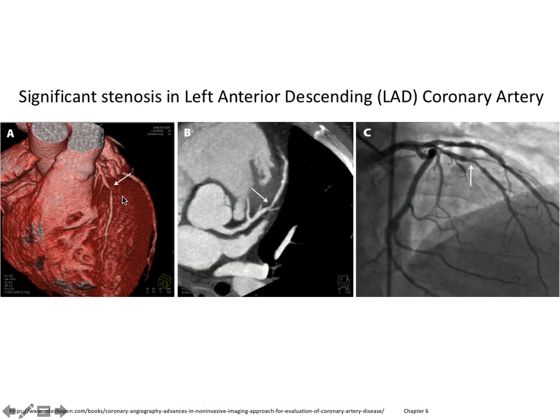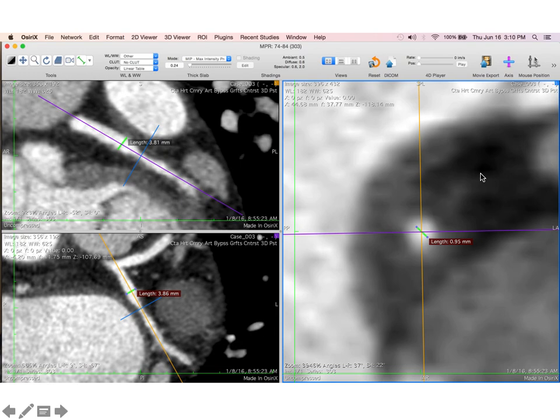So here's what a stenosis looks like. You have a vessel coming down here. The vessel kind of disappears and then continues. Here, this is a narrowing of a vessel, and then when you look at it on cath, you get the same narrowing here. So it's a pretty accurate technique.